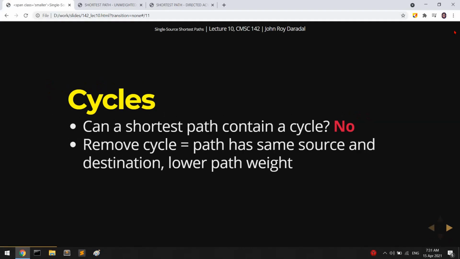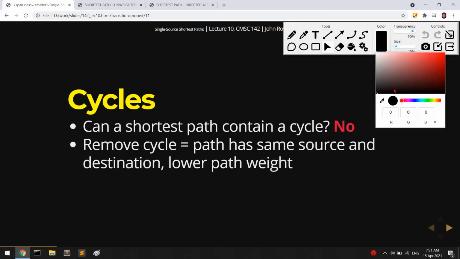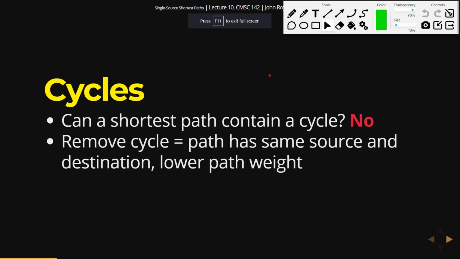So for example, let's say we have a path A, B, C, and then going back to B, and then going to D.